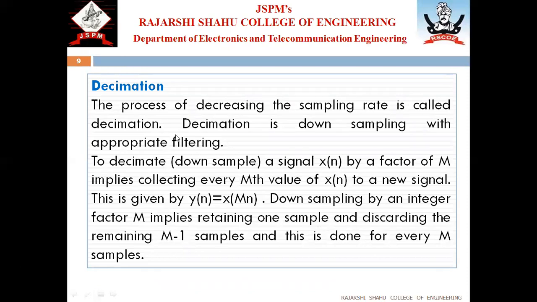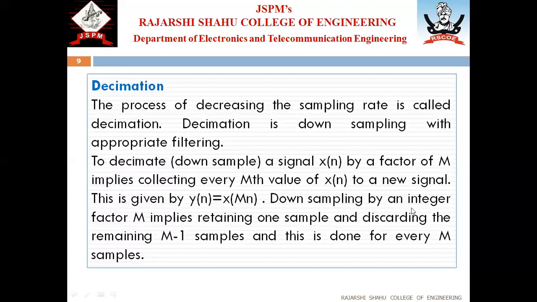Now, another way of sampling rate conversion is decimation. Decimation is a process of decreasing the sampling rate. Decimation is also called downsampling. So if the original signal x of n is downsampled or decimated by the factor M, then the resultant signal y of n will have the equation x of M into n. In interpolation, we have seen that n is divided by the interpolation factor, and here in decimation, the time parameter n is multiplied with the decimation parameter M. So operation wise, we can say that it is a compression operation.